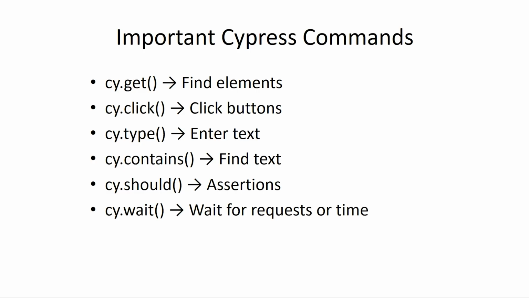cy.contains is used to find text. If you want to find any text, you can use cy.contains. cy.should is used for assertions, and cy.wait is used to wait for a request or time. By using cy.wait, you can add a wait in your script.